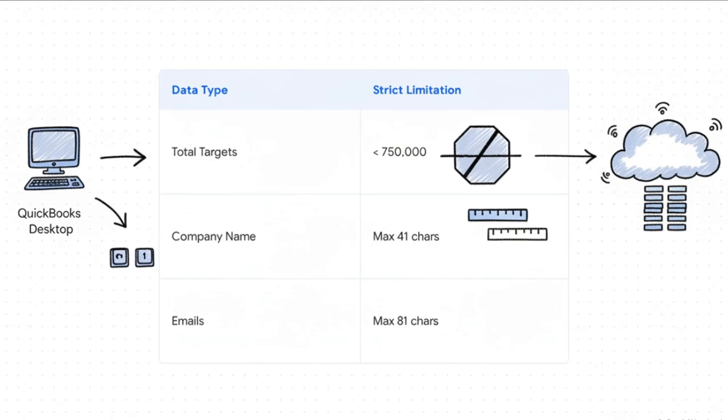On top of that, you really need to watch out for character limits. Customer and company names will get abruptly chopped off if they're over 41 characters, and email addresses max out at 81. Knowing these limits ahead of time means you won't freak out when you see unexpectedly shortened customer names in your brand new cloud dashboard.